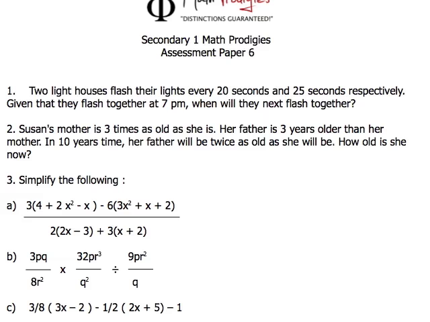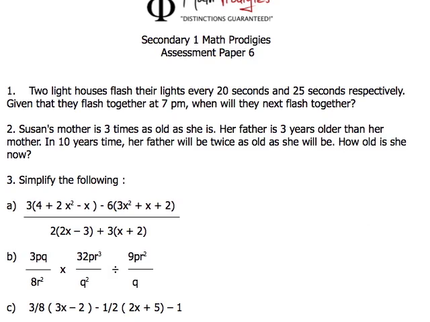Okay, the first question says, two lighthouses flash their lights every 20 seconds and 25 seconds respectively. Now I want you to change the seconds into minutes. Okay, so every 20 minutes and every 25 minutes respectively. Just the book that I keep taking these questions from is pretty screwed up. So anyways, change that from seconds to minutes. And the next part of the question says, given that they flash together at 7 p.m., when will they next flash together?